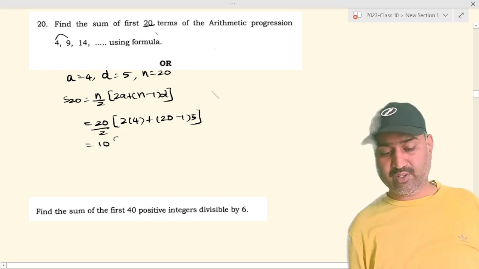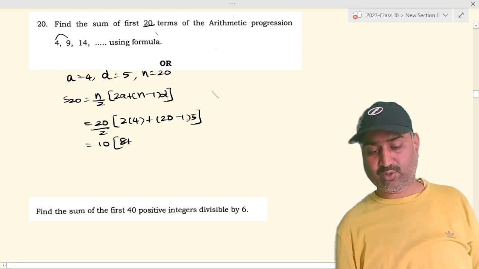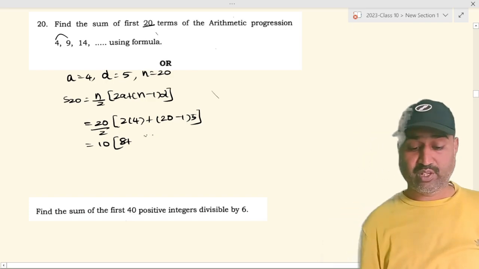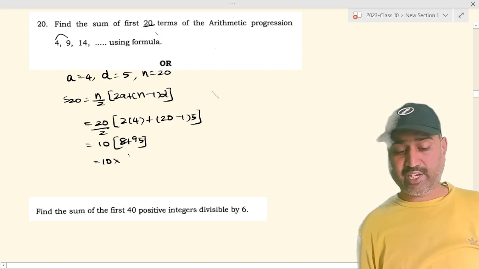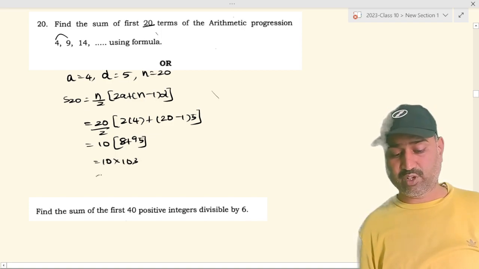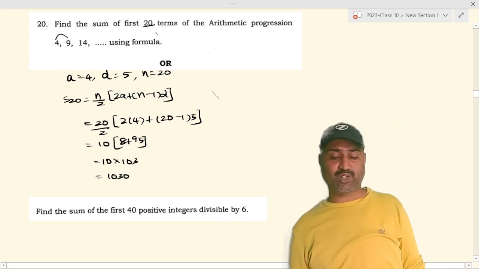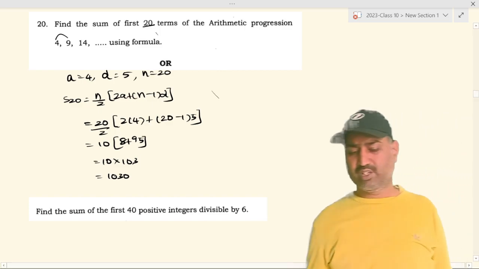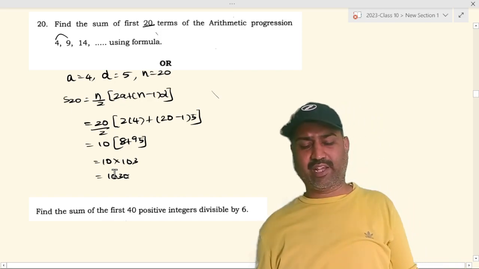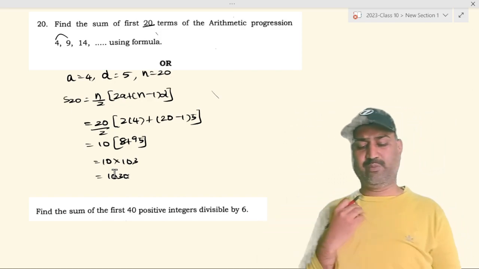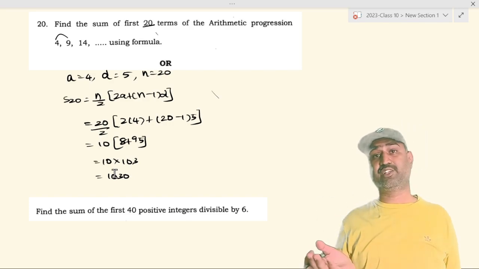20 by 2 is 10, 2 4s are 8, plus 20 minus 1 is 19, 19 5s are 95, so it is 10 into 95 plus 8, which is 103. Therefore, 1030. The sum of the first 20 terms is 1030, a very easy question. There is an OR option for this also. I will solve both the OR options also. Just be careful with the common difference here. Sometimes students will do 4 minus 9 rather than 9 minus 4.